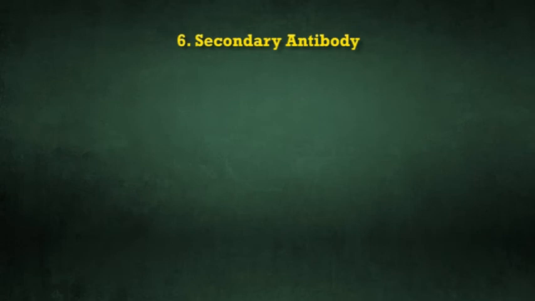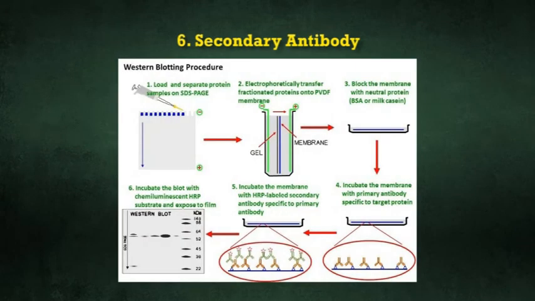Next, number 6, secondary antibody. The unbound primary antibodies are removed by rinsing and the membrane is exposed to another antibody directed at a species-specific portion of the primary antibody. Antibodies come from animal sources or animal source hybridoma cultures.